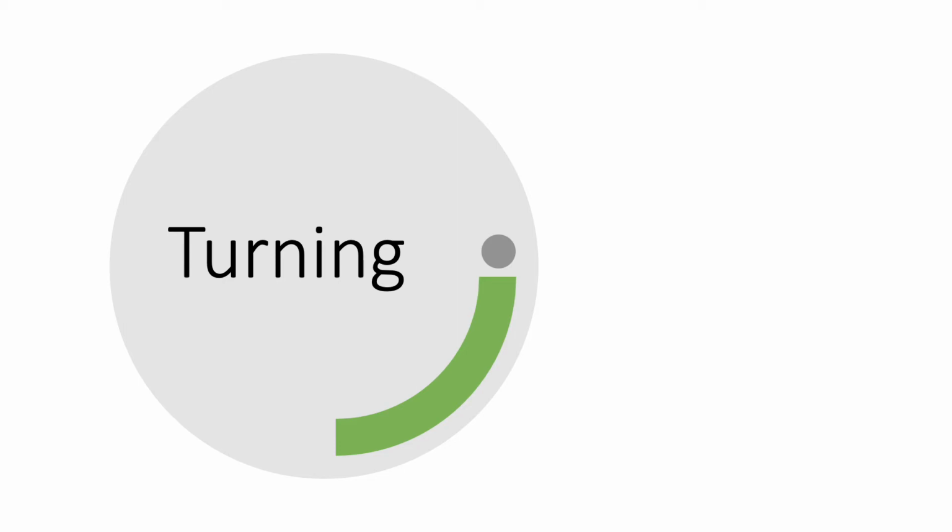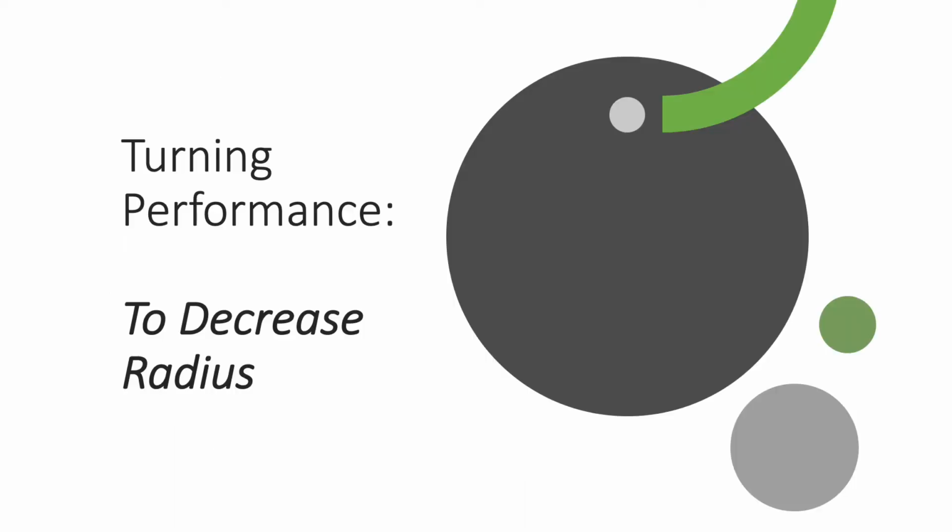Hi, today we're going to take a closer look at turning the aircraft. This is something that actually applies pretty much the same whether we're talking about an airplane or a helicopter. There are two things that we can do to increase the performance of our turn. And by increase in performance, what I mean is tighten the radius of the turn.